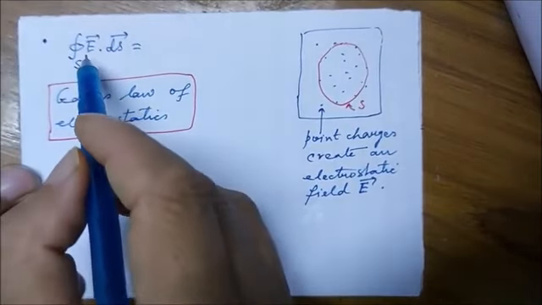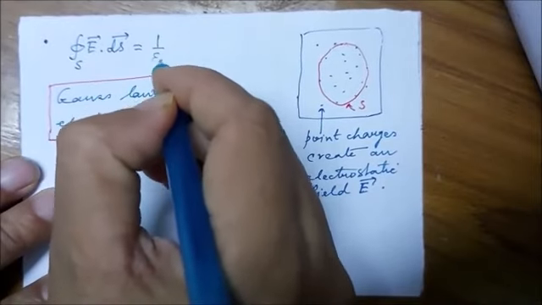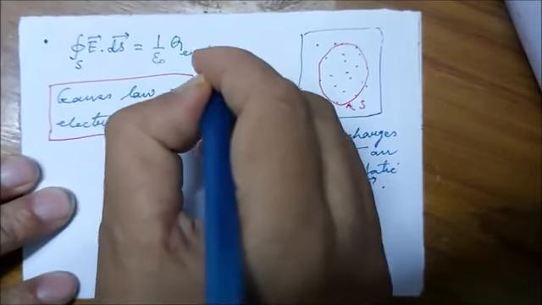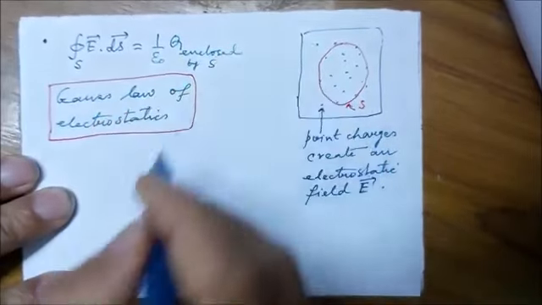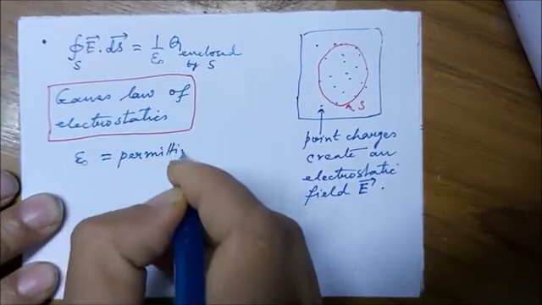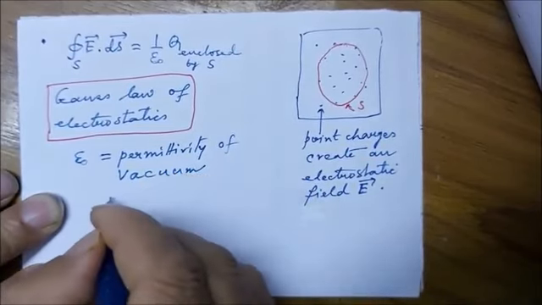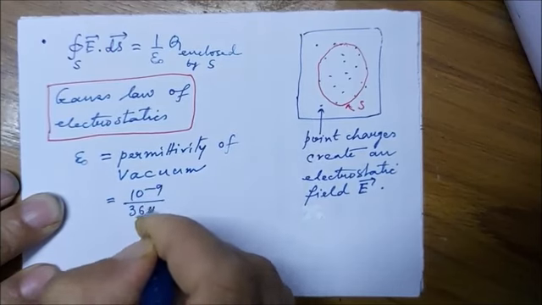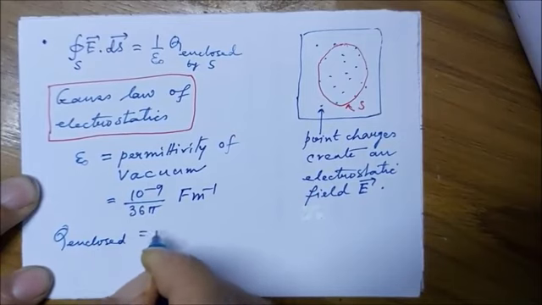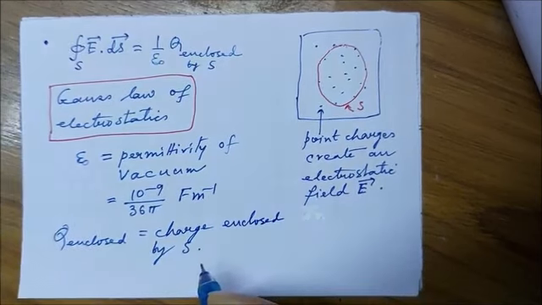According to which the flux of electrostatic field across the surface S is equal to 1 by epsilon 0 times the total charge enclosed by S. Here epsilon 0 is the permittivity of vacuum, equal to 10 to the power minus 9 by 36 pi farad per meter, and Q enclosed is the charge enclosed by S.